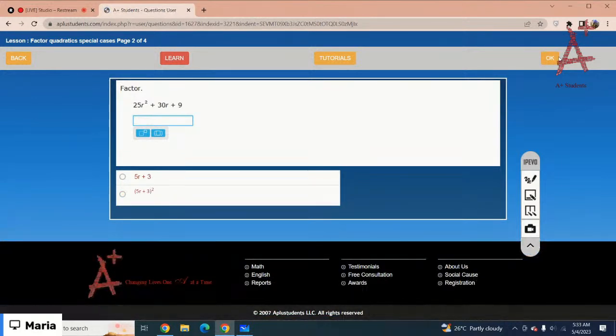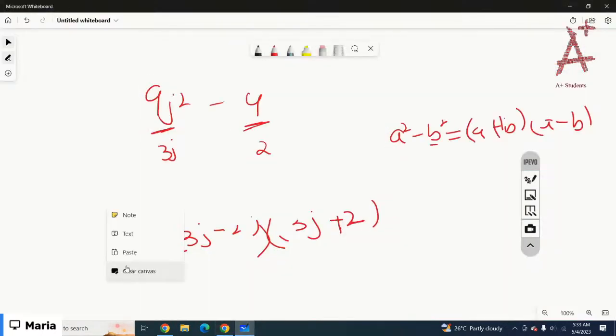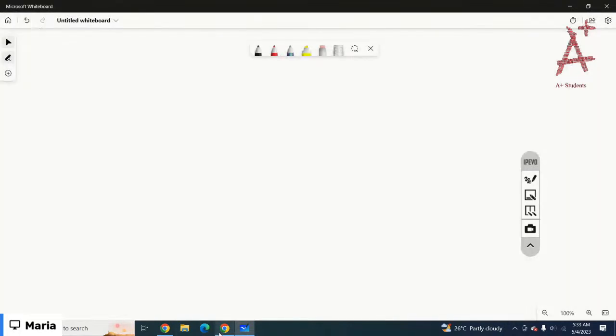Okay, the next one is 25r square plus 30r plus 9. Let me just write it down on board. 25r square plus 30r plus 9.